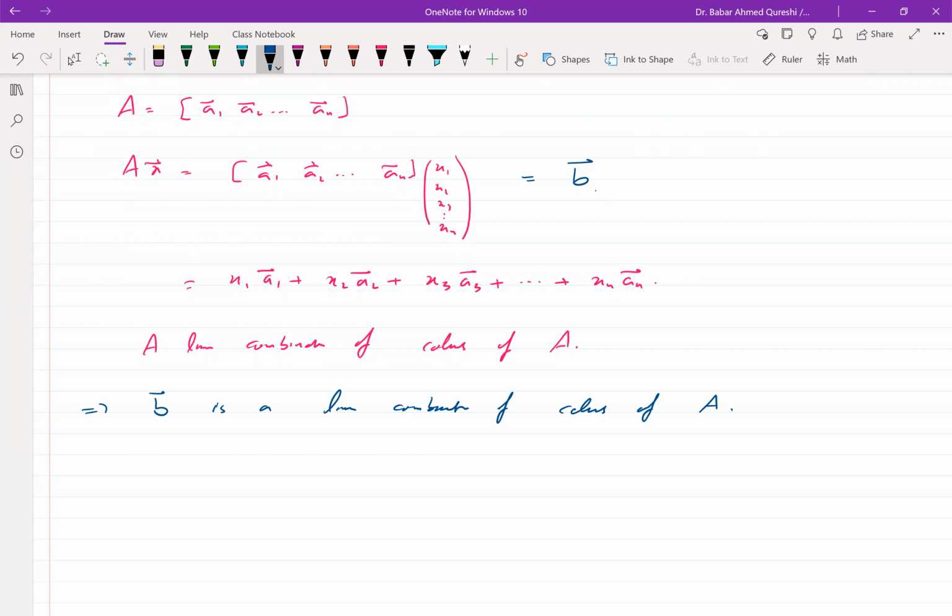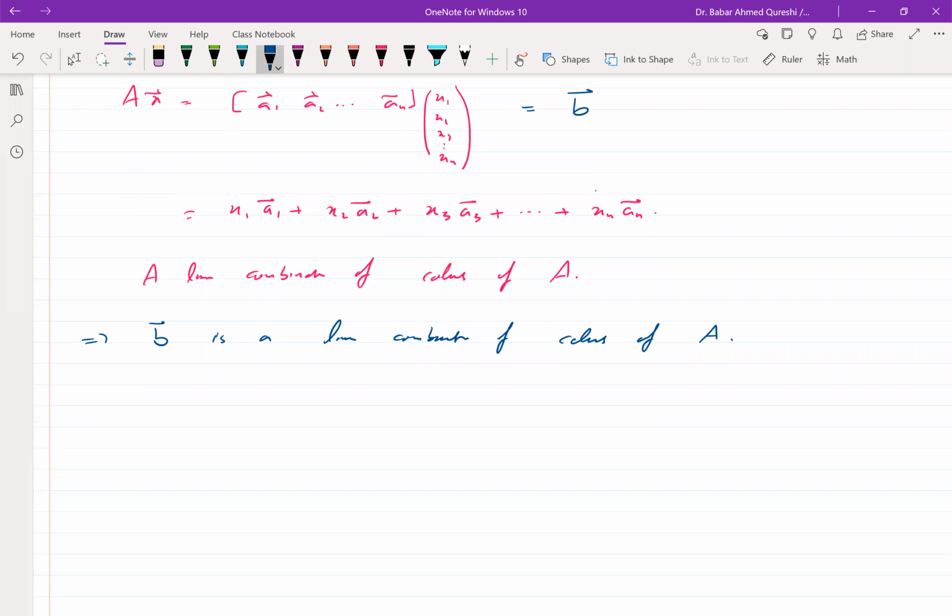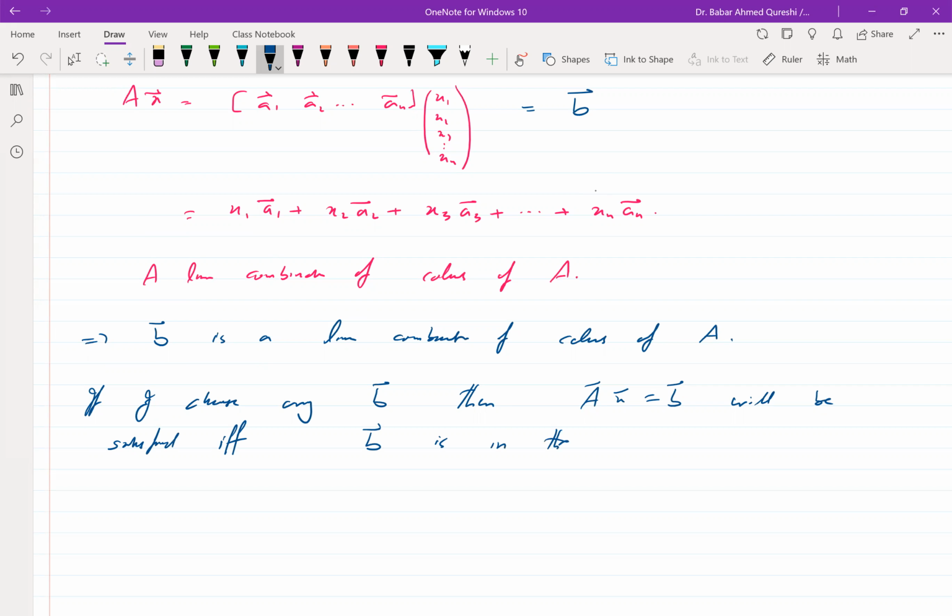So then we have that, if I choose any B, this equation will be satisfied if and only if B is in the column space of A.